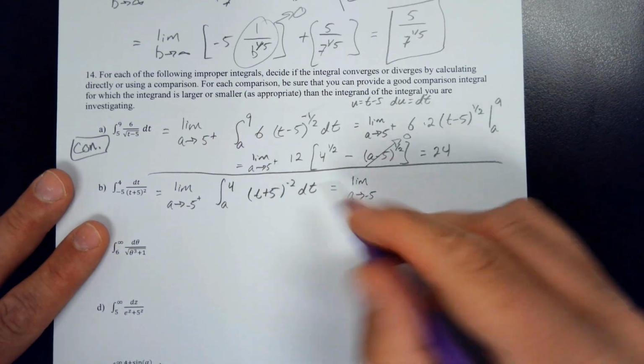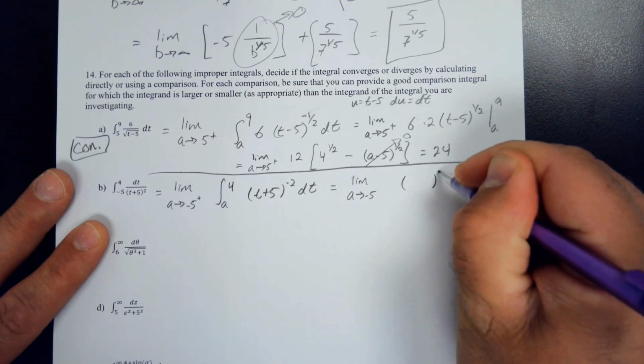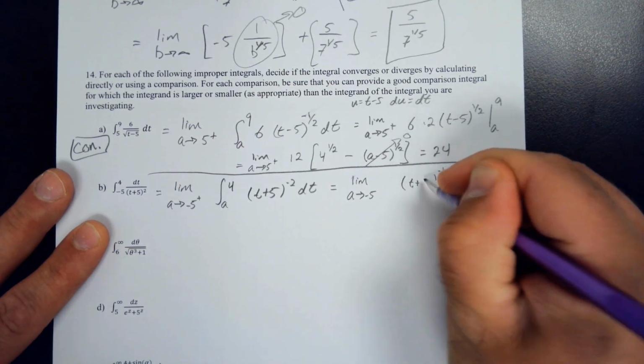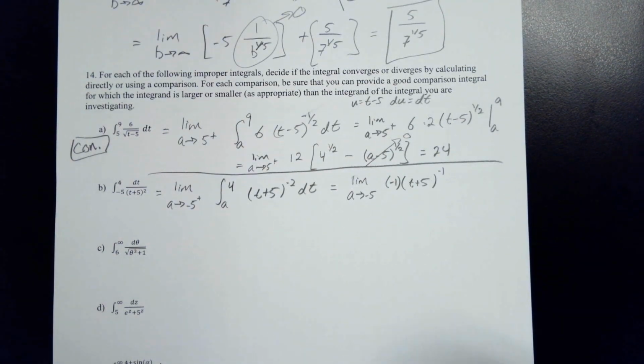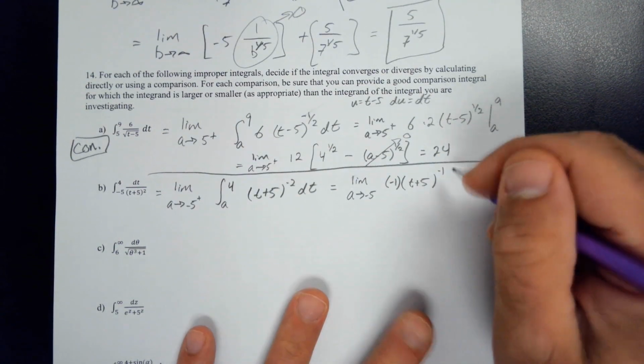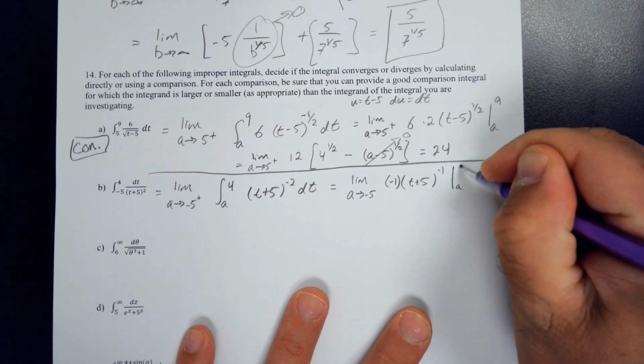So if I integrate this, it's the same as u to the negative 2, which would be u to the negative 1. So that's t plus 5 to the negative 1 divided by negative 1. Dividing by negative 1 is the same as multiplying by negative 1. And then I'm going to evaluate from t equals a to t equals 4.